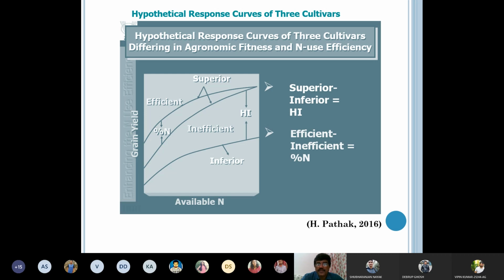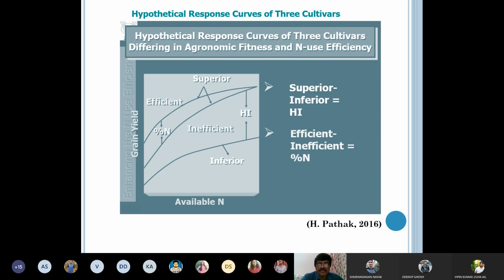On the top, you have two lines. These lines represent superior genotypes. And then the third line represents the inferior genotypes. On the x-axis, you have available nitrogen, which is increasing. On the y-axis, you have grain yield. So see the two lines on the top. These two lines are superior cultivars, and the third line is the inferior cultivar. If you see the difference in harvest index, it is a huge difference. That means the above two genotypes are superior or nitrogen use efficient, and the lower one is inefficient.